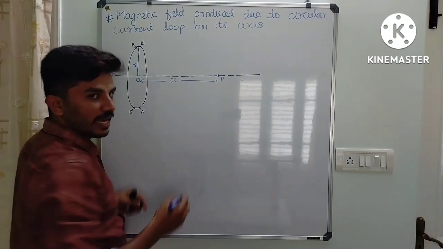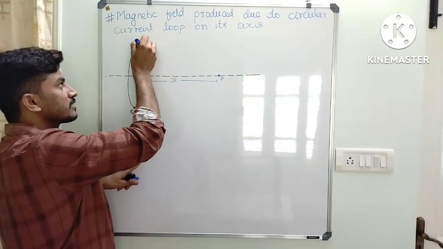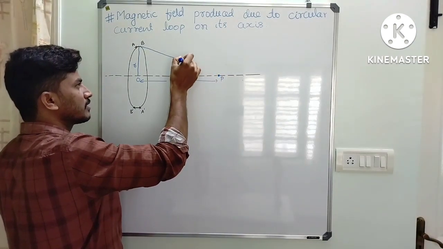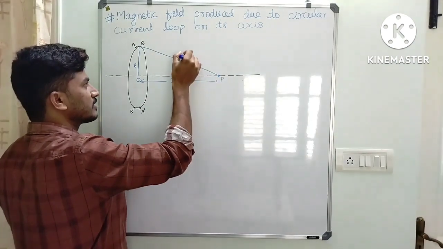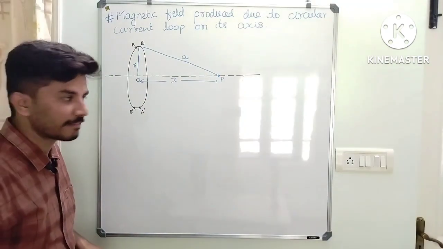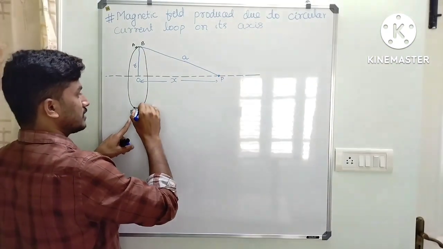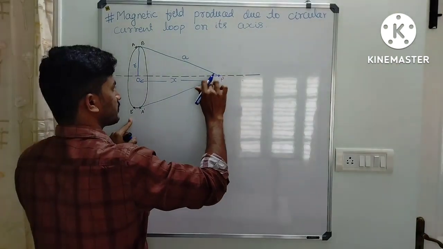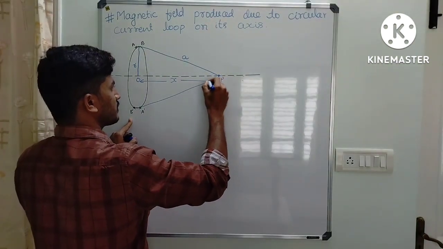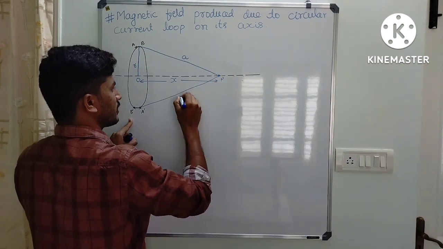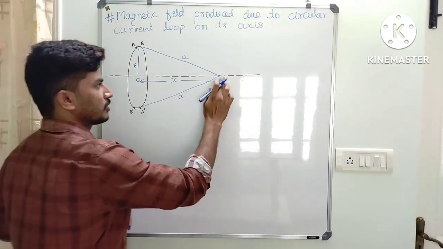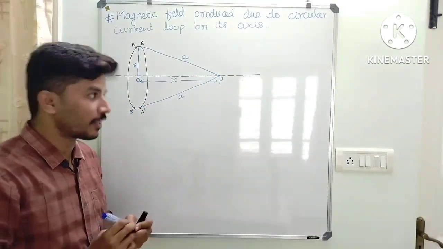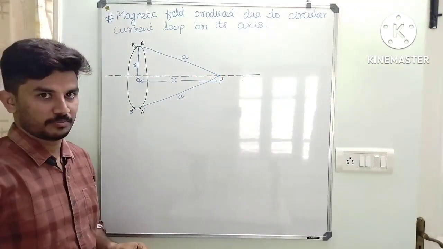And then this distance is A. Similarly, this distance is also A. This distance is also A. So this is P. This is A. This is also A. Now we need to find out the magnetic field here.